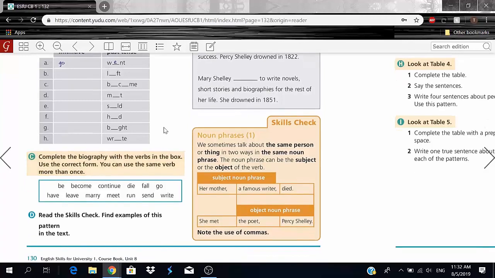Now, let's go to the skills check here. This is kind of what I wanted to talk about. Here we have noun phrases.